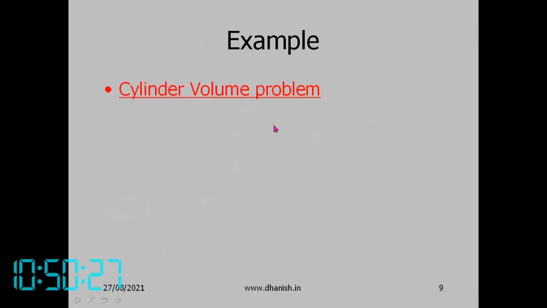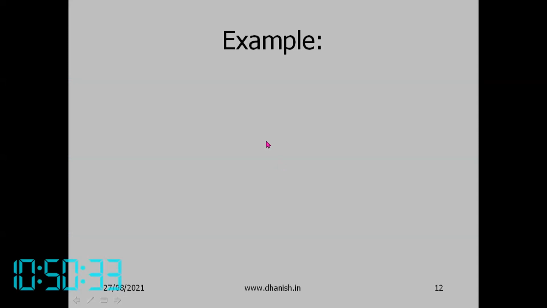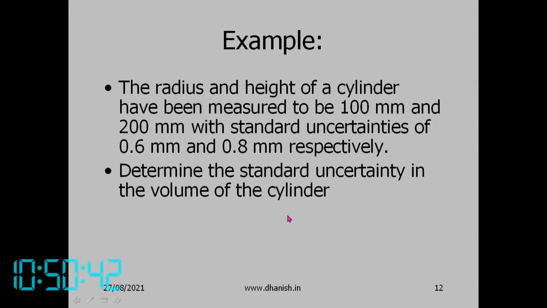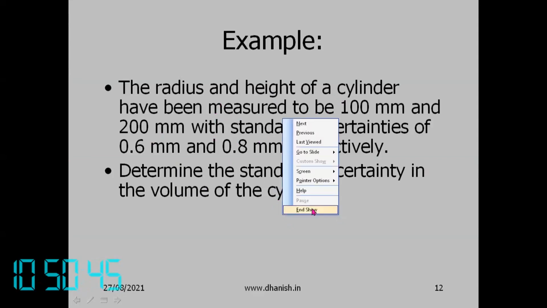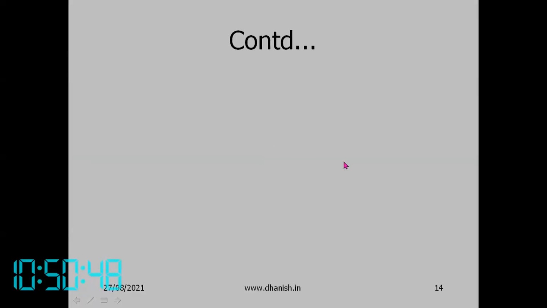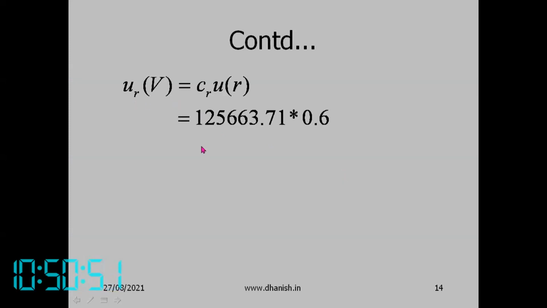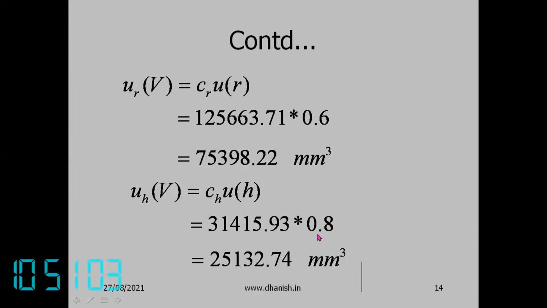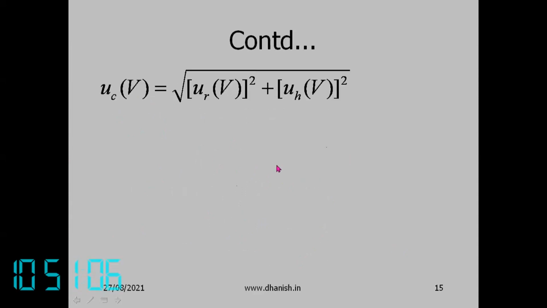Example, so now we go back to the cylinder volume problem we had done earlier. The radius and height had been measured to be 100 mm and 200 mm. Their standard uncertainties are 0.6 and 0.8 mm respectively. So what is the volume is the question. So, data: the radius contribution, the height contribution. So this is the contribution due to radius, the contribution due to height. Then, okay, so this is the combined standard uncertainty.